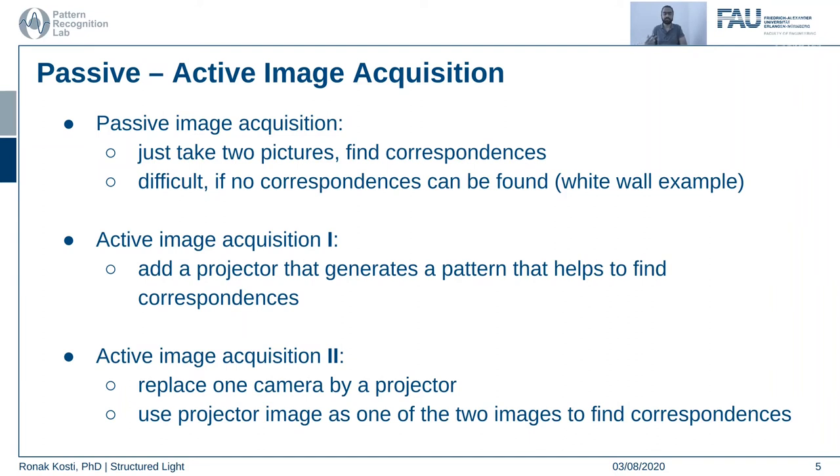So what you do is essentially put a source of light, and it could be anything. What you want to really do is create a pattern in the real world, and for the pattern you create in the real world, you know the geometry, and therefore you are adding an additional pattern generator, which could be a projector or a laser beam. Whereas in the case of the second active image acquisition technique, you just replace one camera by a projector, and that's it. And then you use this to set up for finding correspondences.